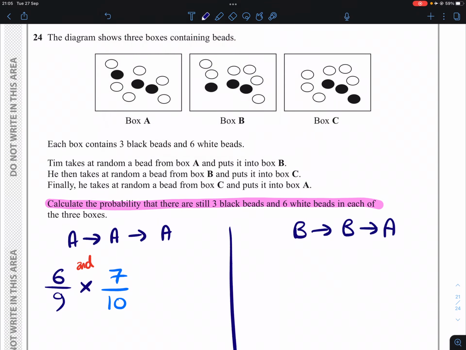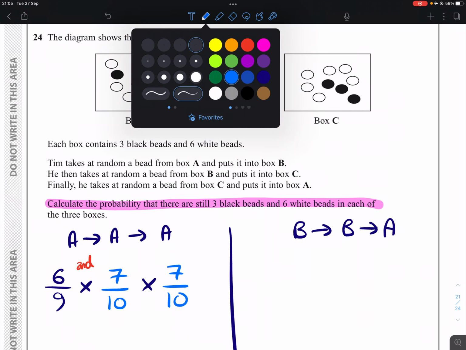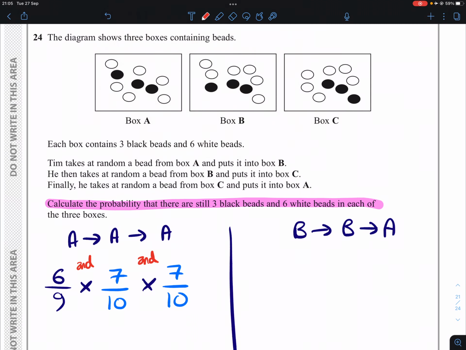When we move it into this box here, we are then going to also have a 7 out of 10 chance of getting the white that's in there, because again, one of these whites is now moved in there, 7 whites, 3 blacks. And if we multiply all these together, we're basically saying that all 3 of these situations happen, where we get a white from here, and then a white from here, and then a white from there.